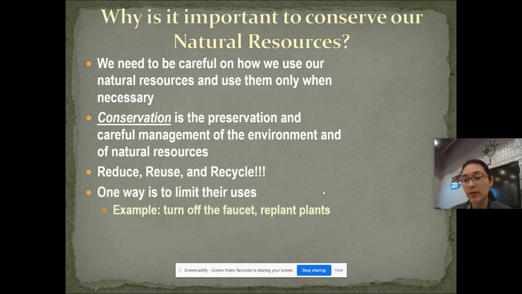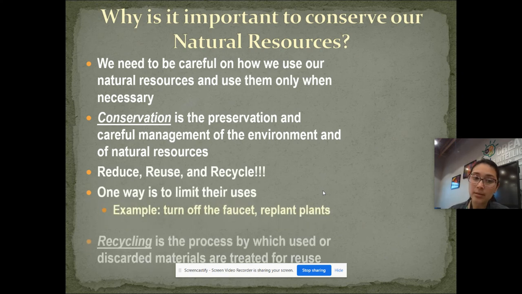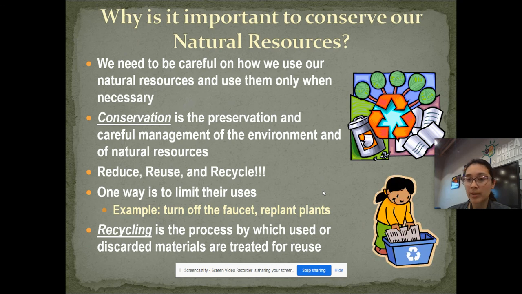One way, turn off your faucet or replant plants. Make sure you're turning off the lights whenever you go out of a room. And then, of course, recycle. So you can reuse paper, plastic, wood, and all these materials that we don't necessarily need at the moment, considered trash, but we can use it again and maybe make more energy out of it.